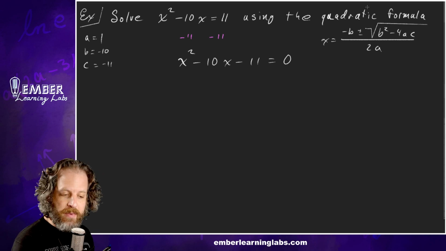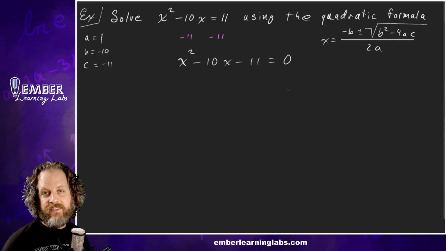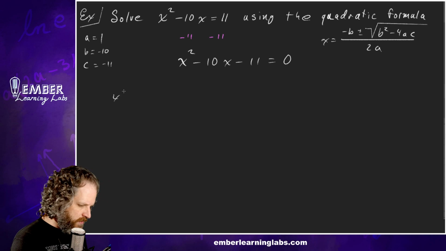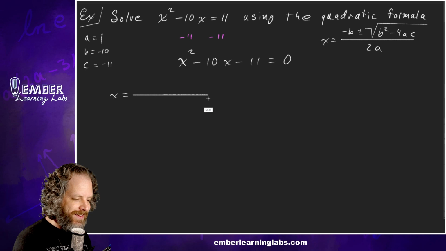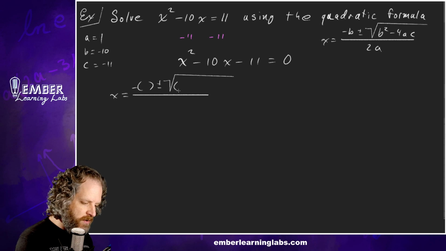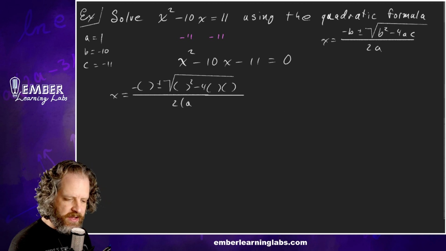So now it's just simply a matter of substituting those numbers in here and then crunching those numbers and getting a solution. So we're going to have x equals negative b plus or minus the square root of b squared minus 4 times a times c all over 2 times a. So we're going to substitute in here.